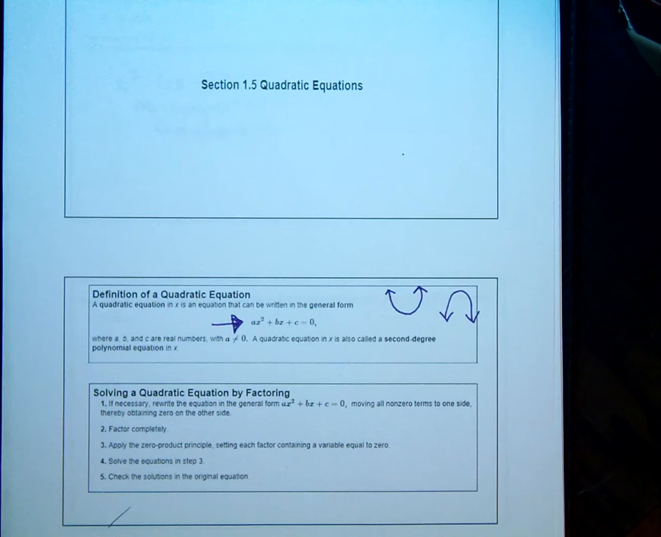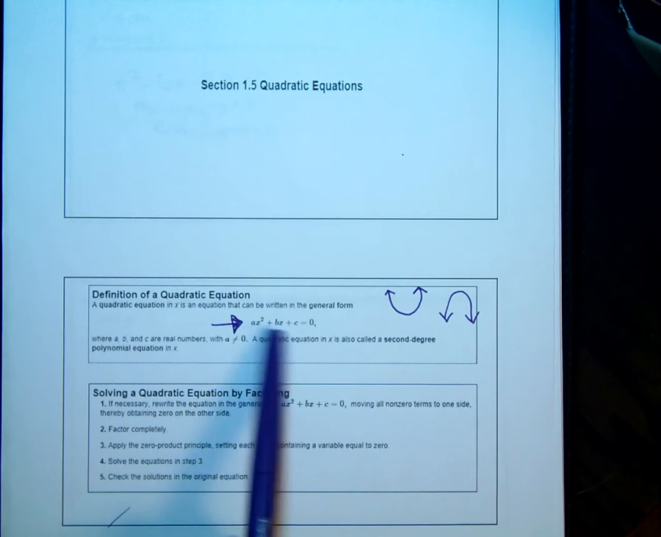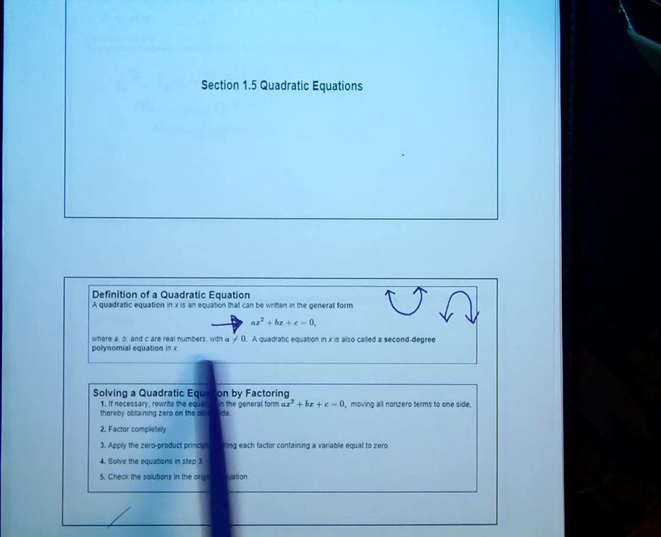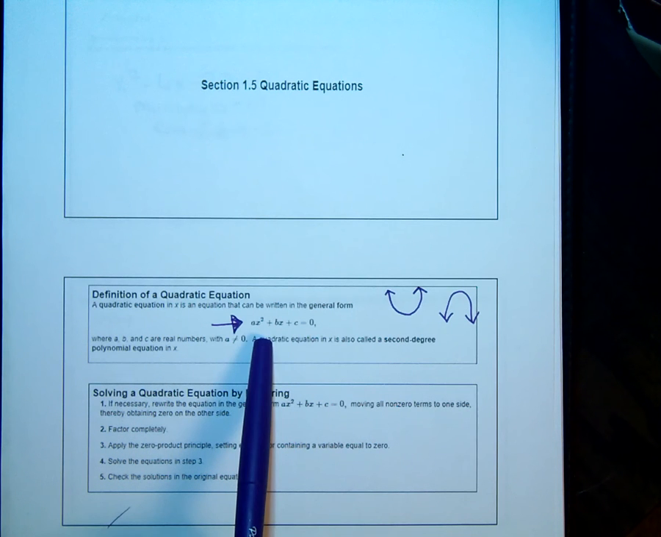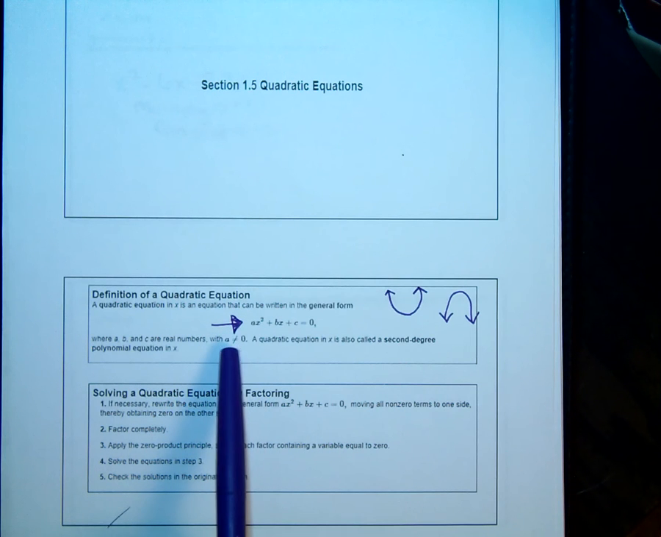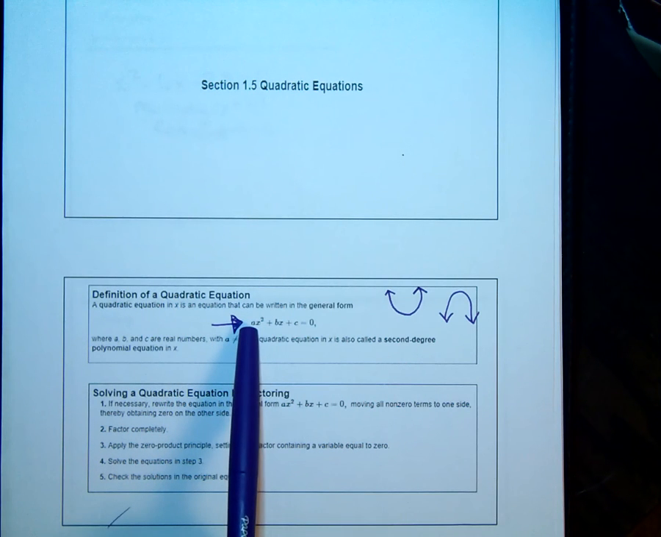Alright, let's get started. It says definition of a quadratic equation. A quadratic equation in x is an equation that can be written in the general form, ax squared plus bx plus c equals 0, where a, b, and c are real numbers, and a cannot equal 0. If a equals 0, this whole x squared wouldn't even exist, and it would no longer be a quadratic. It would be a linear function. So that's why it says a cannot equal 0. For it to be a quadratic, we have to have a number represented there, even if it's 1.